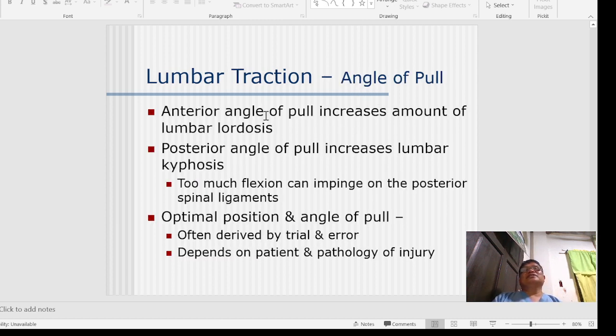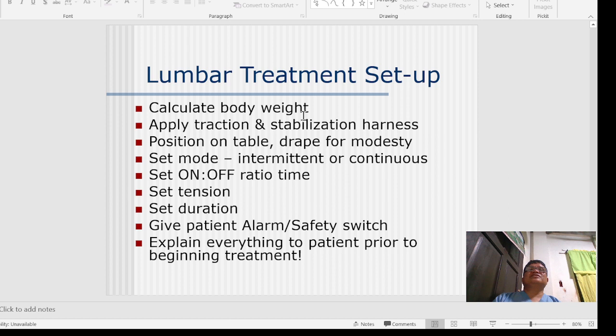So ang anterior angle of pull increases amount of lumbar lordosis. Posterior angle of pull increases lumbar kyphosis. Too much flexion can impinge on the posterior spinal segments. So optimal position and angle of pull are often derived by trial and error and depend on patients and pathology of injury. So this is now the lumbar setup.